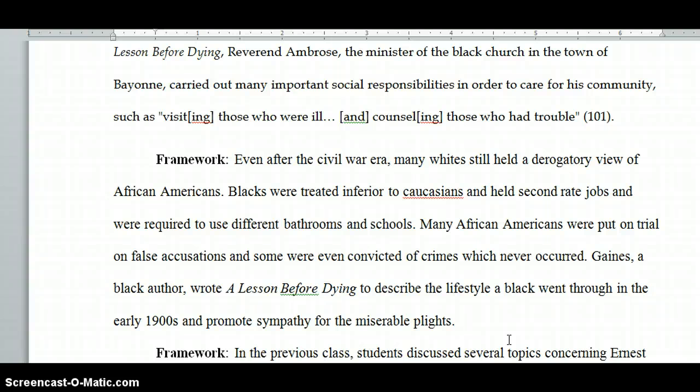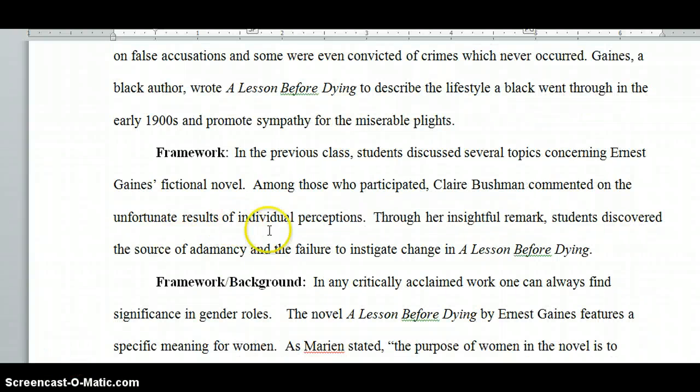It's enough information, not too detailed, but again, with the introduction, you want to stay, I think, about a half to maybe two-thirds of a page at maximum. This framework is even shorter. This is 3 sentences, and it refers directly to the seminar, the student that is being responded to, and the last sentence, through her insightful remark about unfortunate results of individual perceptions, students discovered the source of adamancy and failure to instigate change in A Lesson Before Dying. So again, you could just have a few sentences. None of these are wrong. They're all perfectly fine. Depends on how much information you think your audience needs to understand where your paper is going. So there's no right way to do the framework. It's what you think is necessary.